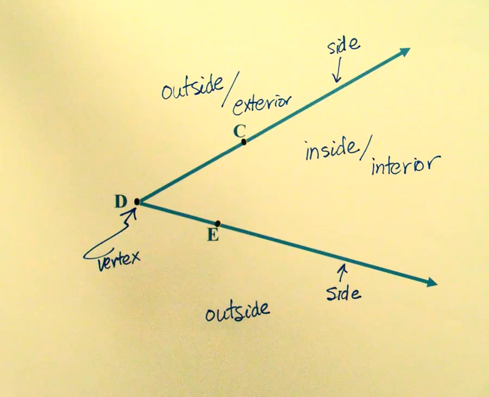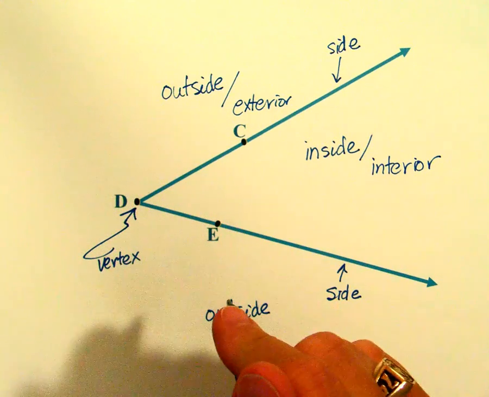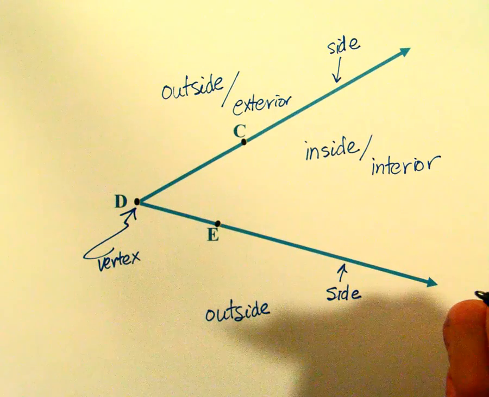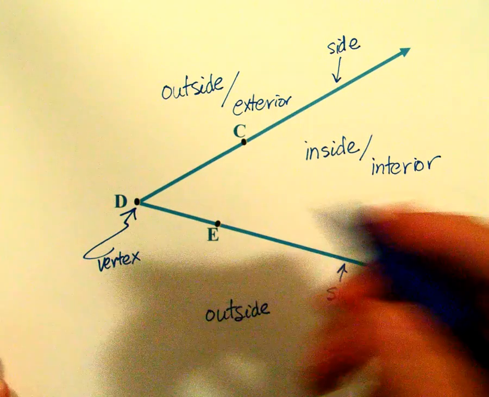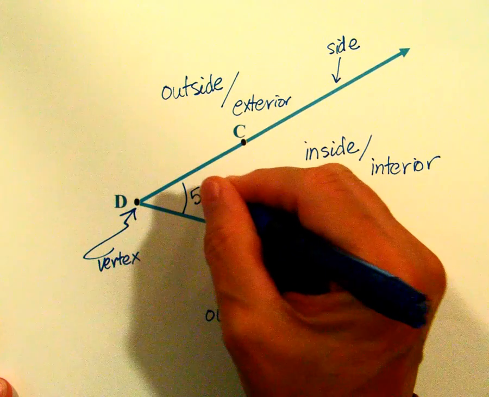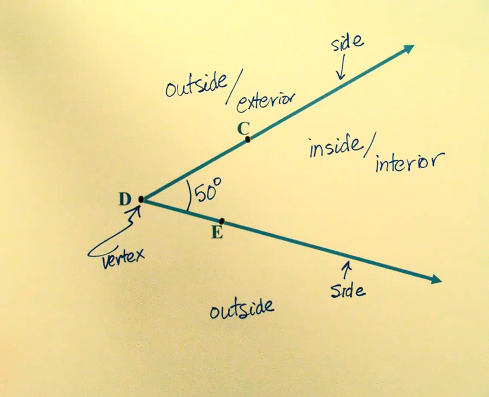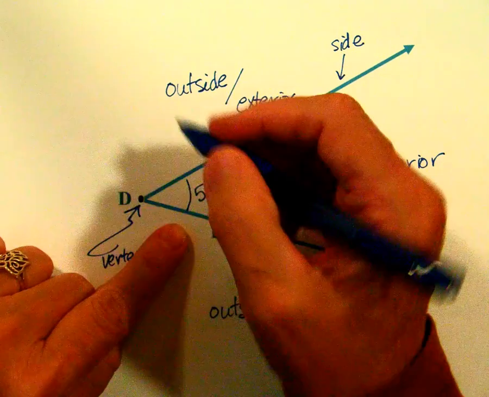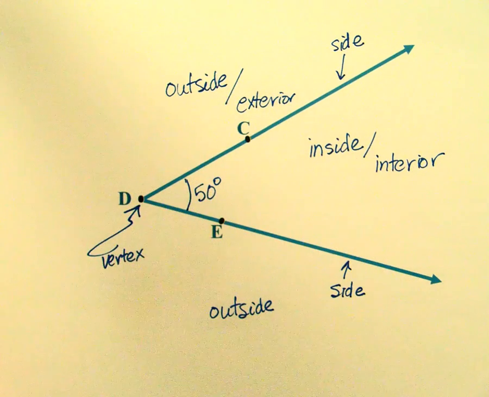Okay, well, what if we measure this angle? We take a protractor and we measure it. I measure from here to here, and that's 50 degrees. I can mark it that way. I might put the arc mark, and it's not essential that I do. I could just put the number 50 in degrees here. That would be okay too.